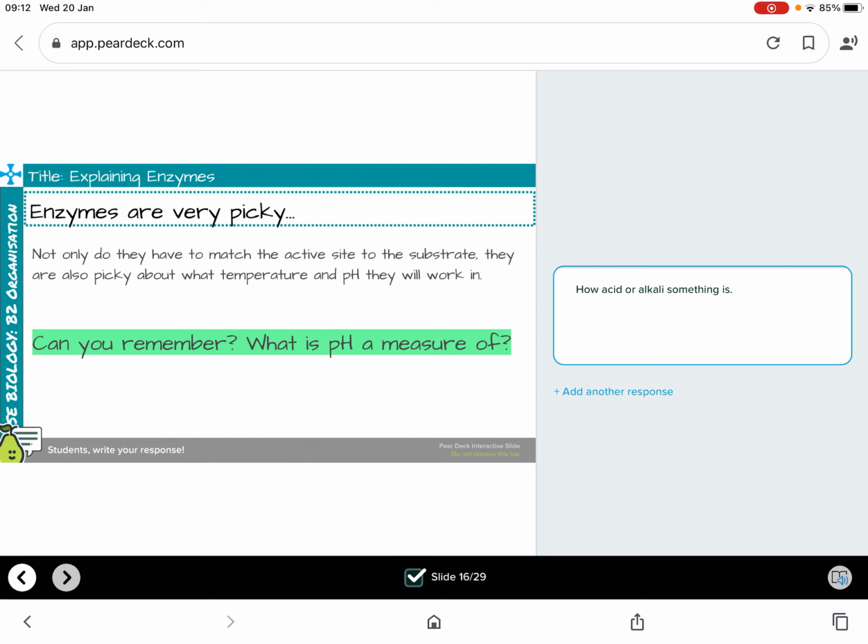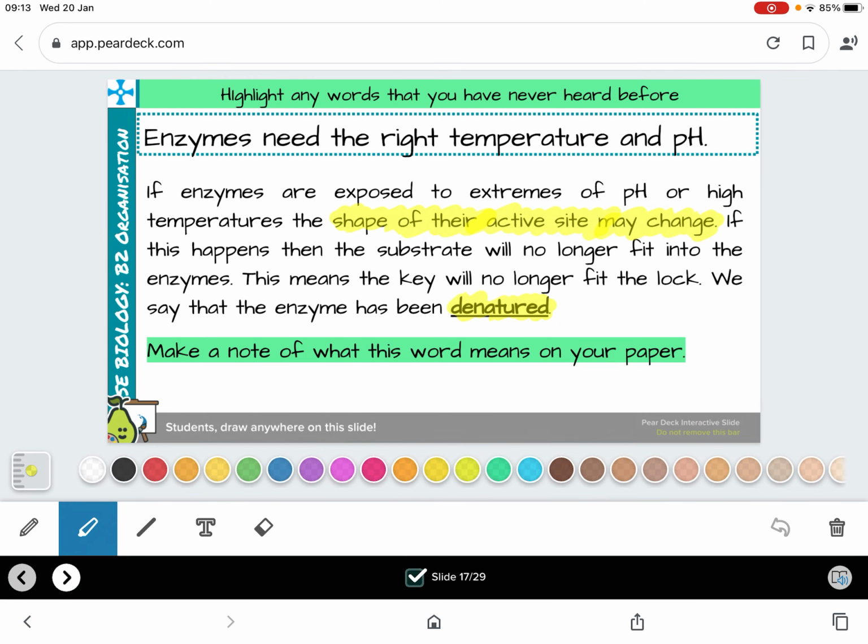Now, we were thinking about enzymes not only having to match the active site, but have perfect conditions to work in. And I asked you if you could remember what pH was the measure of, and lots of you either had great memories or great Googling skills, but basically pH was how acid or alkali something is. Now, enzymes need the right temperature and the right pH, because if they're exposed to extremes of pH or the temperature gets too high, then the shape of their active site will change. And if this happens, the substrate won't fit into the enzyme anymore, which means the key won't fit the lock. And then when this happens, when the active site changes shape, we say that the enzyme has been denatured.